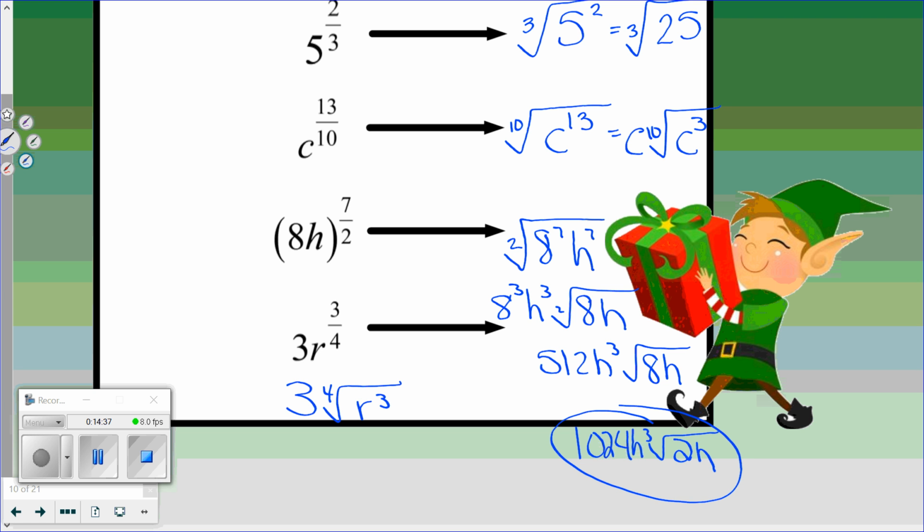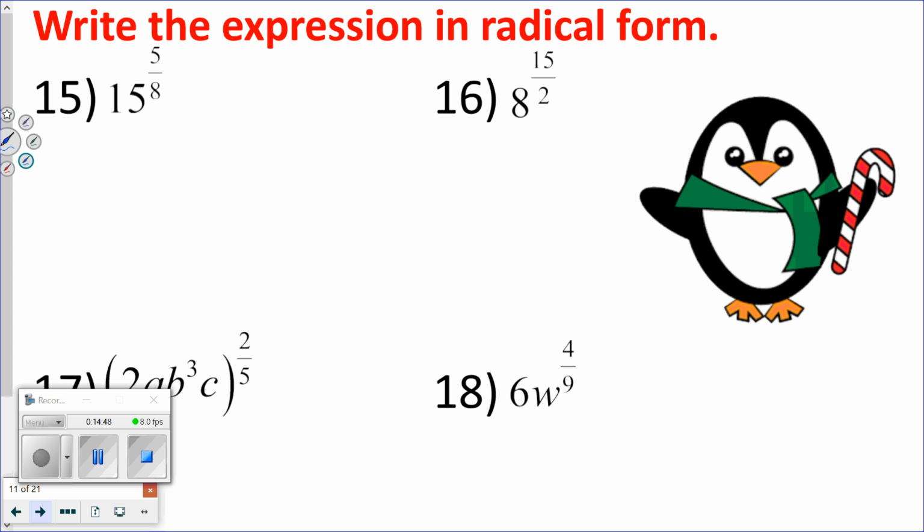Perfect. That 3 has an exponent of 1, right? That fractional exponent is not on that one. Okay, so that one stays outside. All right, your turn. These 4.